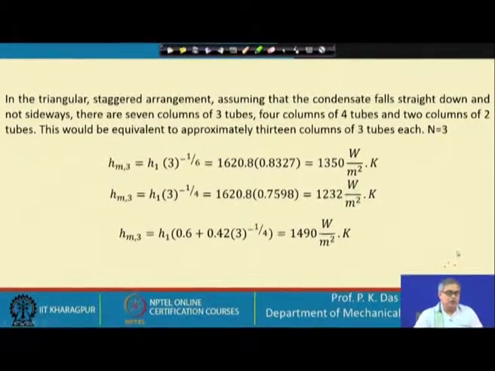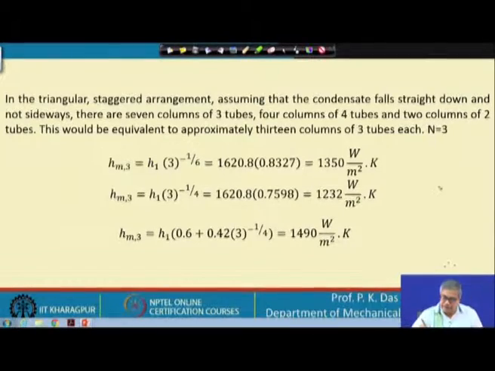Let us go to the staggered arrangement, assuming the condensate falls straight down and not sidewise, because you see the staggered arrangement is something like this. So, this is the staggered arrangement.